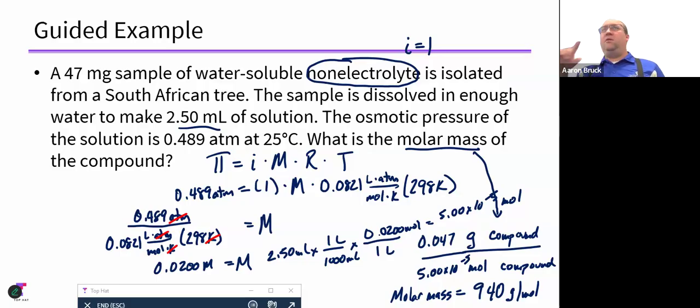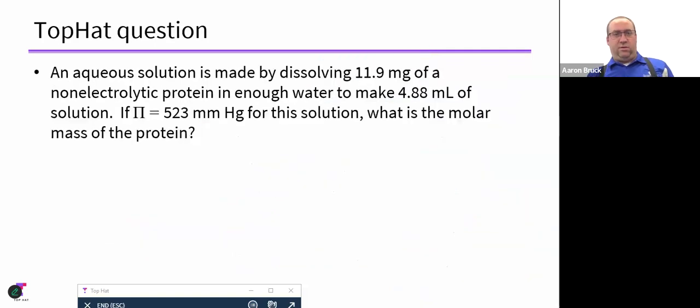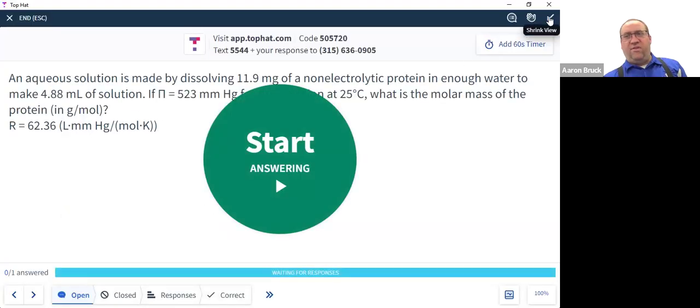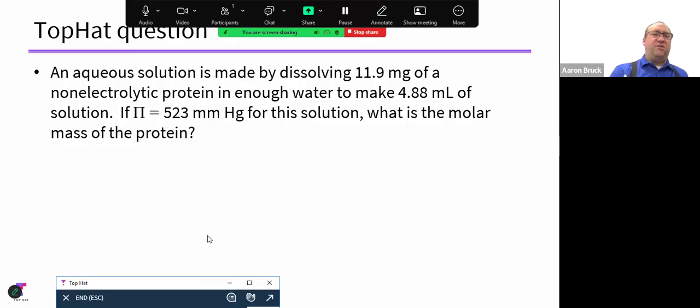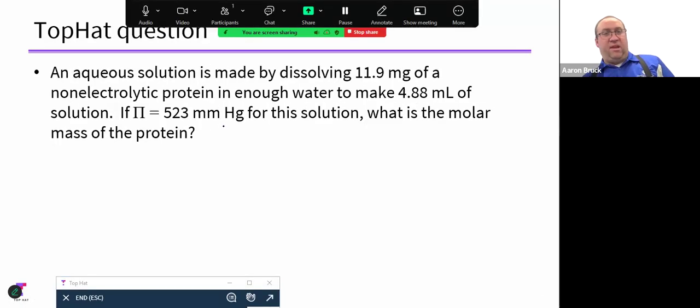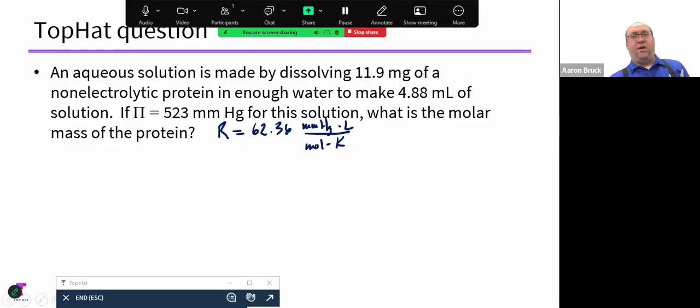All right, questions here? All right, try this next Top Hat question then. Of a similar kind of framework, I have an aqueous solution made by dissolving 11.9 milligrams of a non-electrolytic protein in enough water to make 4.88 milliliters of solution. If the osmotic pressure is 523 millimeters of mercury, what is the molar mass? Just one note here to help you get moving. Since we are dealing with millimeters of mercury, we're going to want to use the other gas constant. All right, go ahead and try this one.